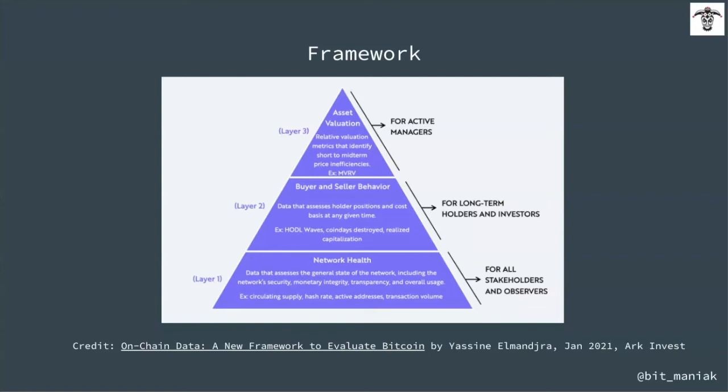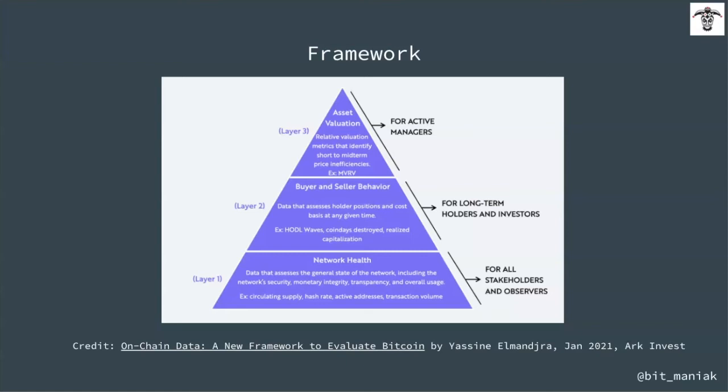In the second layer, we focus on buyer and seller behavior. It's a fair assumption that the price of Bitcoin is a function of supply and demand. So it's interesting to analyze the actions and the on-chain footprints of network stakeholders to get signals. For example, we are going to zoom in on short versus long-term holders and also look at the cost basis of these investors. This is where we introduce concepts such as HODL waves, coin days destroyed, and other metrics that can help us understand what the key players are doing on chain.